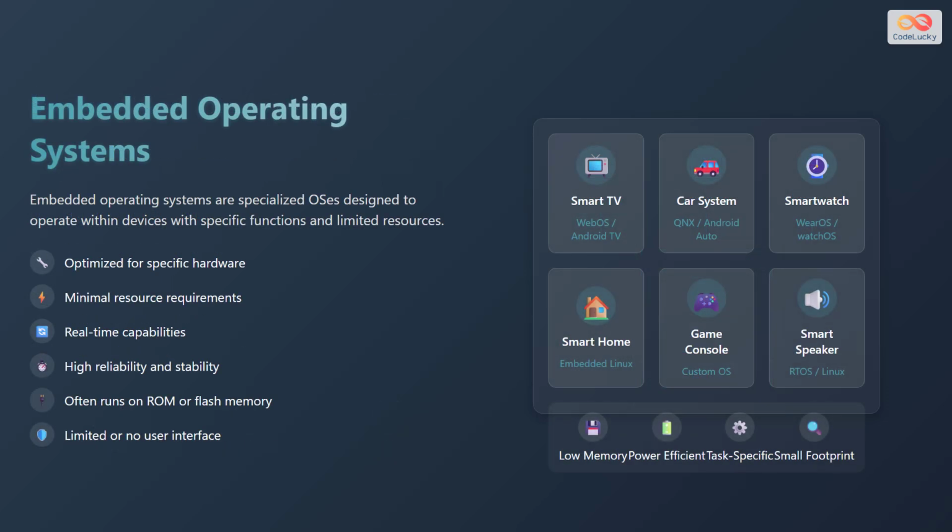Let's examine embedded operating systems. These are specialized operating systems designed to operate within devices with specific functions and limited resources, from smart TVs to car systems. Embedded operating systems are optimized for specific hardware, meaning they are tailored to work efficiently with the device's processor, memory, and other components.